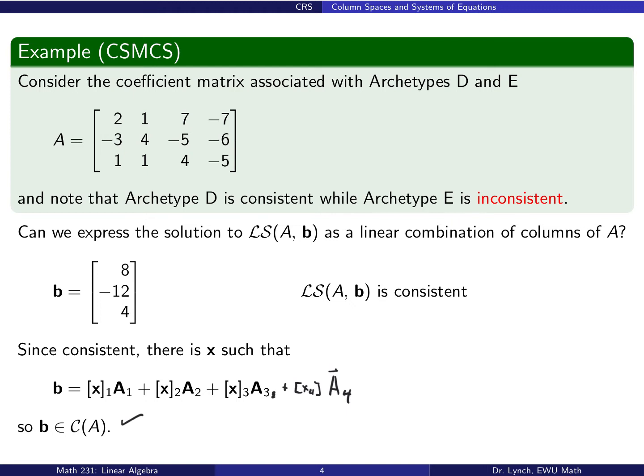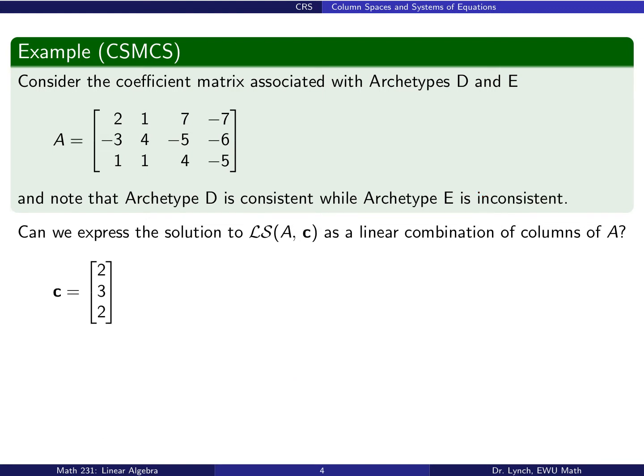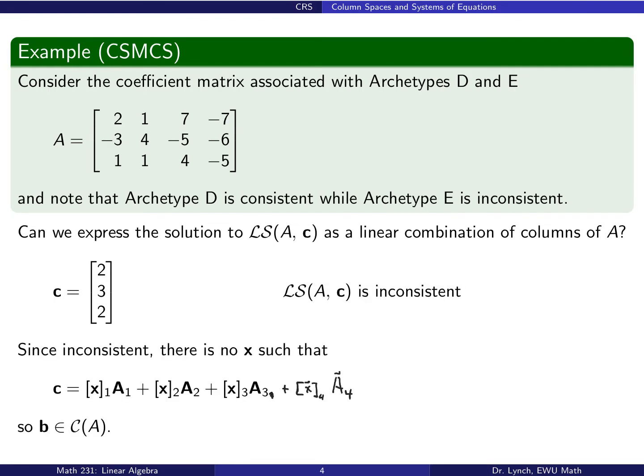Now if we can find elements that are in the column space, it turns out we can also find elements that are not. Here's an example. This vector C, as it turns out, is not in the column space of A. To determine that, we look at the associated linear system where A is the coefficient matrix and C is the vector of constants. We find that linear system is inconsistent. In other words, there is no value x such that C is equal to x1a1 plus x2a2 plus x3a3 plus x4a4. So we see that C is not an element of the column space of A.